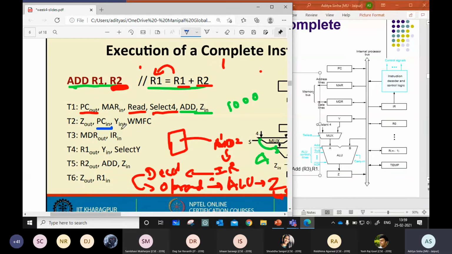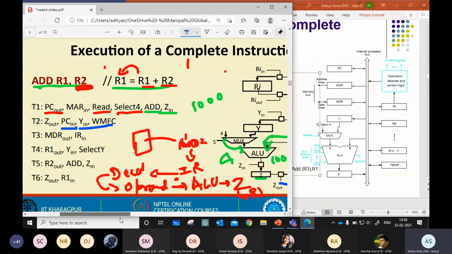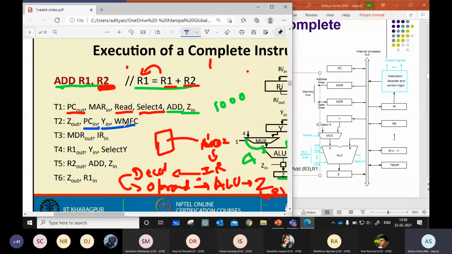Okay. After that, Y in and WFMC. Why? Because the instruction has to be loaded from the memory, so we are taking the memory delay also into consideration. Then you have MDR out to put the instruction into IR in. When we are done with this, the instruction will be inside the MDR.